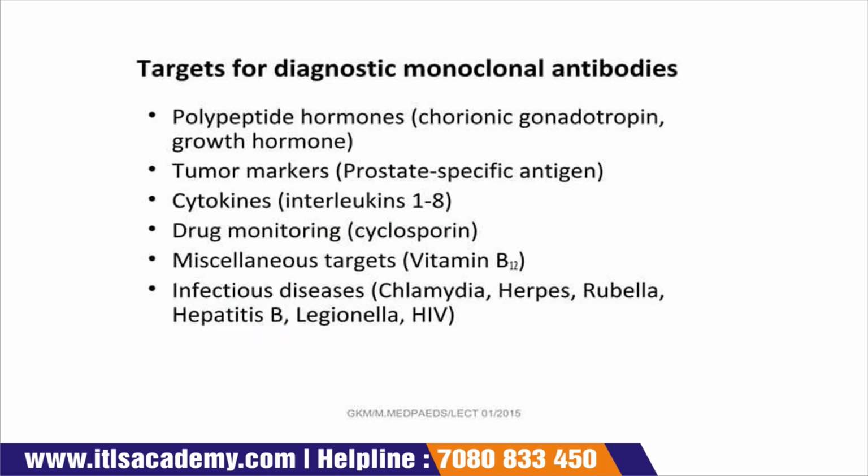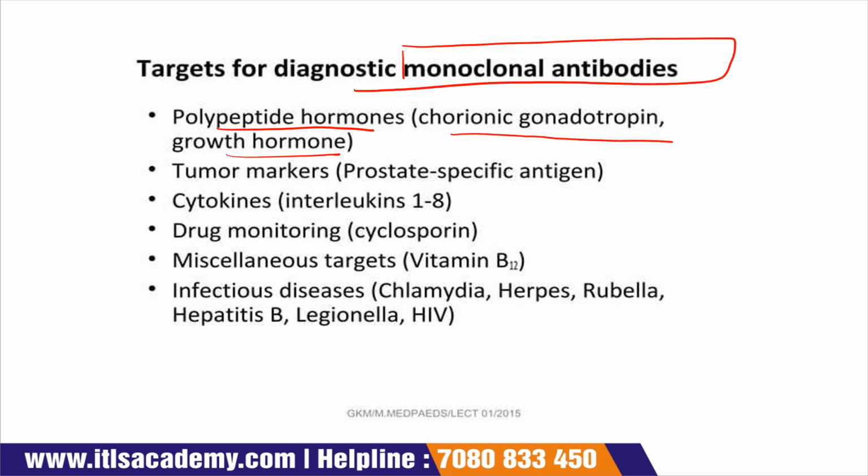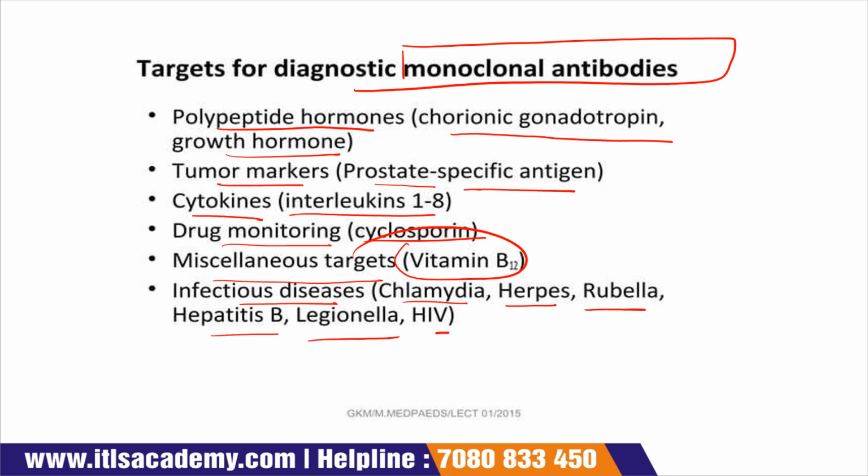antigenic site. Now, targets for diagnostic monoclonal antibodies include polypeptide hormones like chorionic gonadotropin and growth hormone, tumor markers like prostate specific antigen, cytokines, interleukins 1-8, drug monitoring like cyclosporin, miscellaneous targets like vitamin B12, and infectious diseases like chlamydia, herpes, rubella, hepatitis B, Legionella, HIV. So these are the targets for diagnostic monoclonal antibodies.